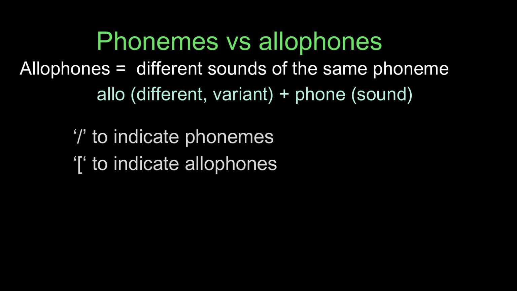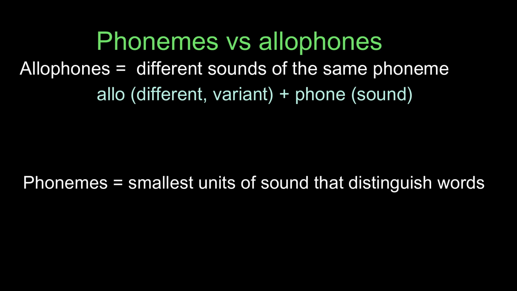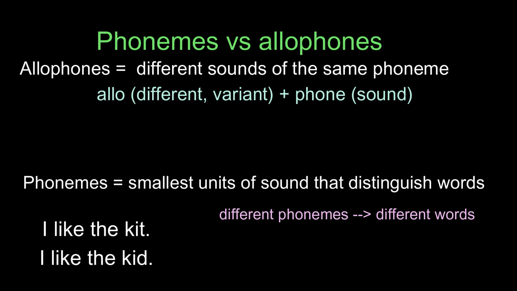To distinguish phonemes and allophones, let's define phonemes more clearly. Phonemes are the smallest units of sound that serve to distinguish meaning between words. When we change the phonemes in a word, we change the meaning of the word. That is, we are pronouncing different words. So if there is a problem with phonemes, people will misunderstand us. For example, I like the kit. If I accidentally pronounced D instead of T, so if I said, I like the kid, then I am saying something entirely different from the statement, I like the kit.